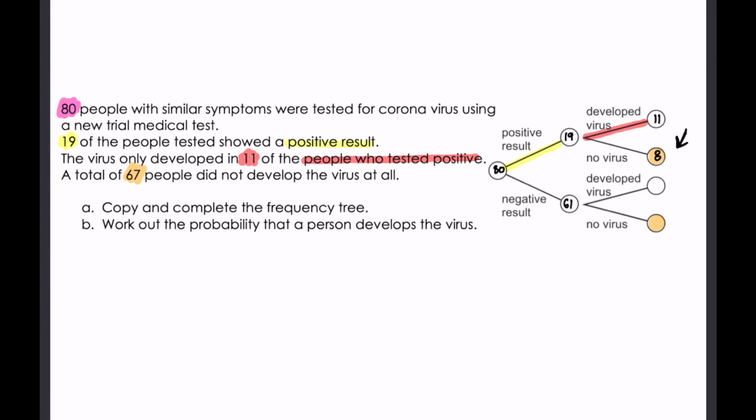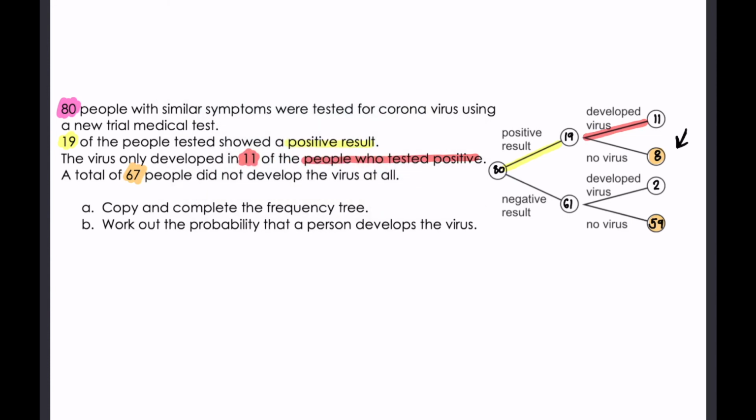Then I know that those 2 orange circles, or the total number of people who did not develop the virus at all, needs to total 67. I already have 8, which means that 67 minus 8 gives me 59 people that tested negative and the virus didn't develop. But then how do I determine my last circle? Well, 61 people tested negative. 59 of those people had no virus, but there's a shortage of 2 people that had the virus then, because 61 minus 59 is 2.